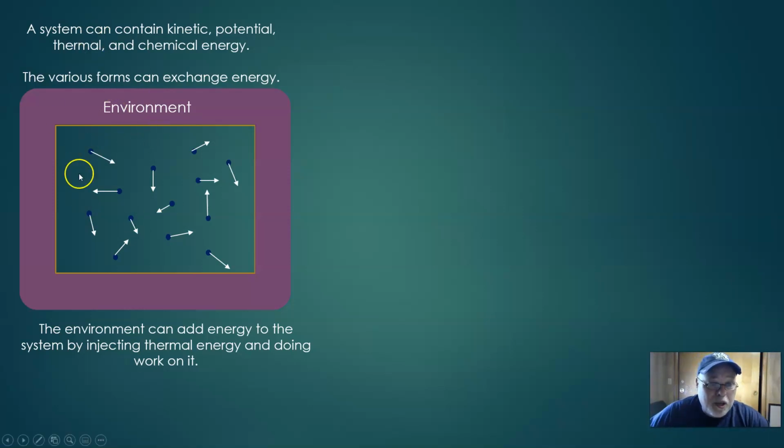So if the system is cooler than the environment that's around it, then some of that heat energy in the environment is going to start to seep into the system, so the energy of the system would start to increase. Another thing that can happen is that there can be objects in the environment that are exerting forces on things inside the system.